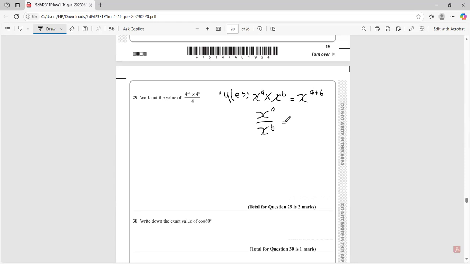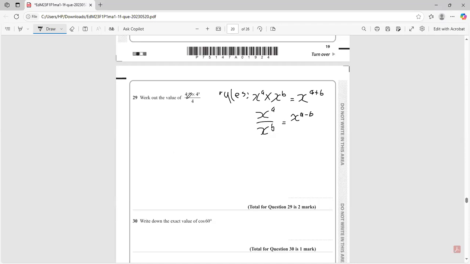You can just infer that for multiplication, you have addition. For division, you definitely have the opposite of addition, which is subtraction. But take note, it is the power of the guy on top, the numerator, minus the power of the guy underneath. Once you have that at the back of your mind, we can now flow.